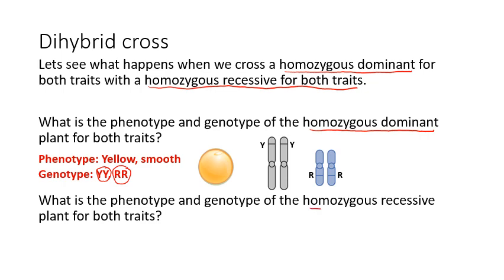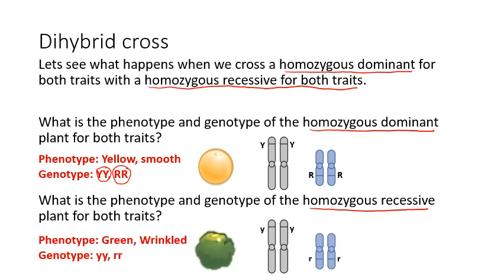If we're looking at the homozygous recessive pea, the homozygous recessive traits were green for color and wrinkled for texture. And again, because they are homozygous recessive, they need to have two copies of the lowercase y to have the green phenotype, and they need to have two copies of the lowercase r to have the wrinkled phenotype.